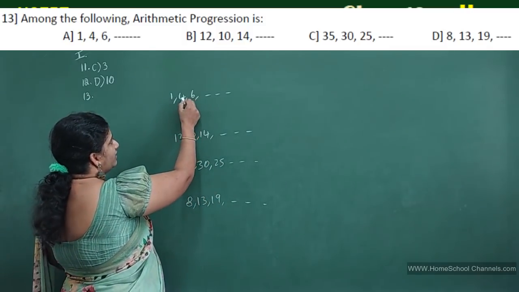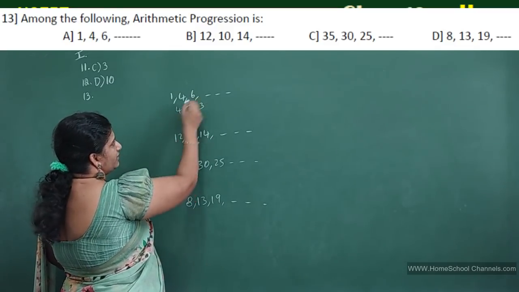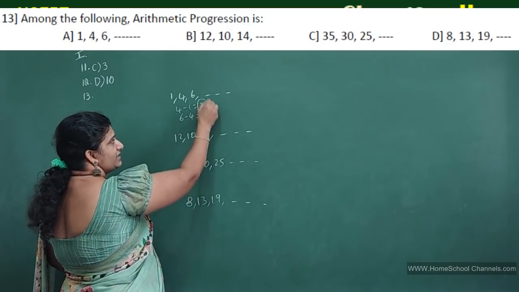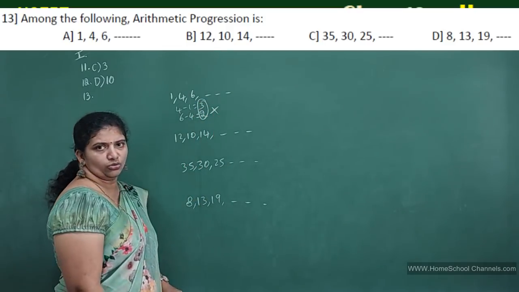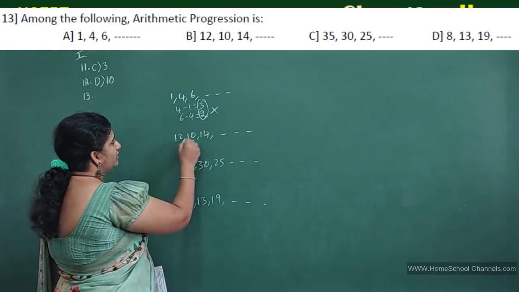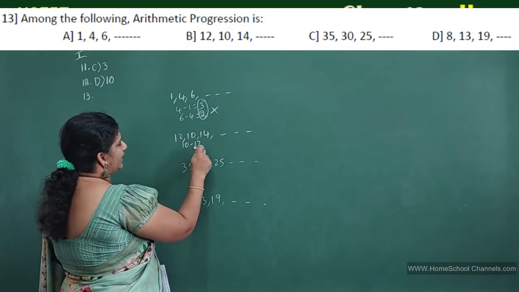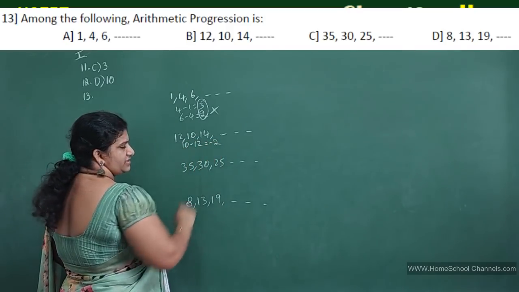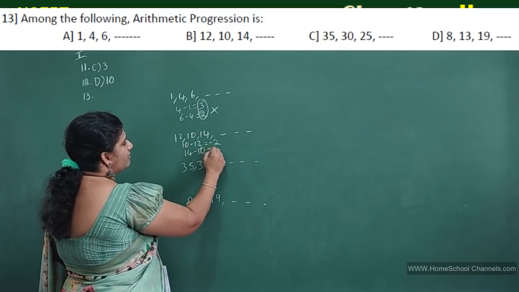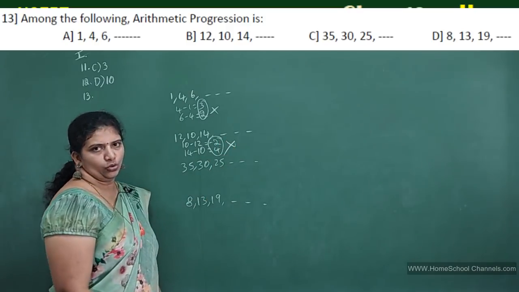Let us subtract here. 4 minus 1 will be 3. 6 minus 4, it will be 2. So, are these two constant? No. Therefore, it is not an AP. Let's go with the second option. 10 minus 12, A2 minus A1, is minus 2. And A3 minus A2, check out, 14 minus 10 will be 4. Are these two constant? No.